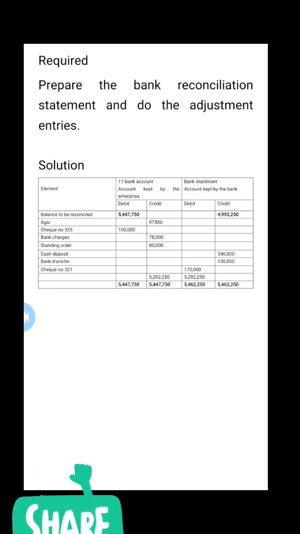And remember, if you are recording, you record only the bank account, because that's the account kept by the enterprise. The bank statement concerns the bank, so we are not keeping accounts of the bank. We are keeping the accounts of the enterprise. So we are going to record just the account kept by the enterprise.